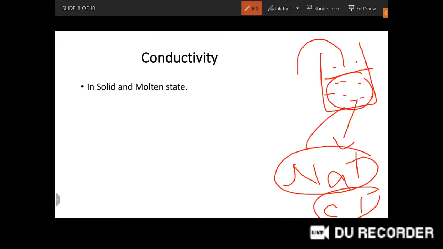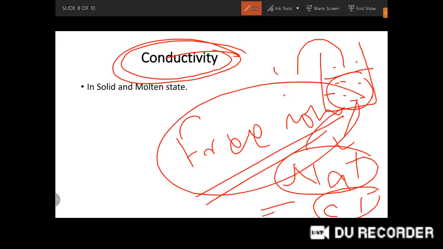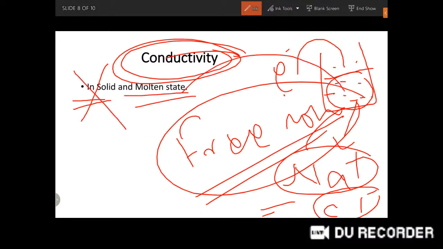Okay, so one thing is very important. If you have to carry current, means if you have to show conductivity, that means there should be free ions. Please keep this word in mind. Who is going to carry current? Free ions or electrons are going to carry current. So a crystal, if it is in solid state, will not carry current because there is no free ion. But in the molten state, molten means the liquid state, it will carry current. Why? Because there are free ions.